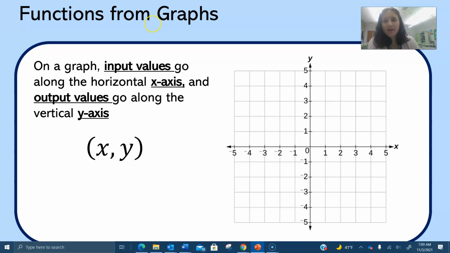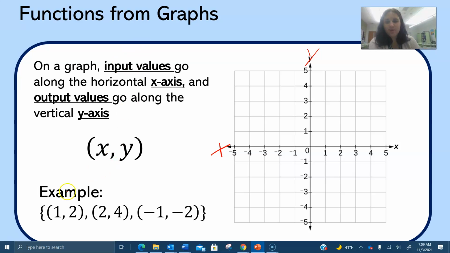So just an overview of a graph. On a graph, input values go along the horizontal x-axis. So this one's the x-axis. And output values go along the y-axis, which is the vertical line. So it goes x, comma, y. For example, the first point, 1, comma, 2, or x is 1 and y is 2, would go right here. I start at the origin, go over 1, that's my x value, and up 2, that's my y value. The next one, 2, 4. I start at the origin, go over to the right 2, and up 4 as my y value.